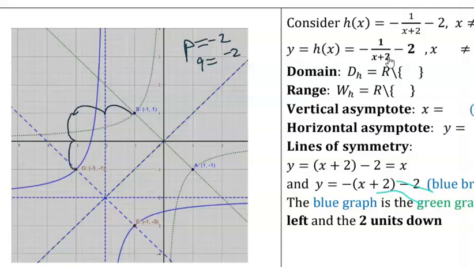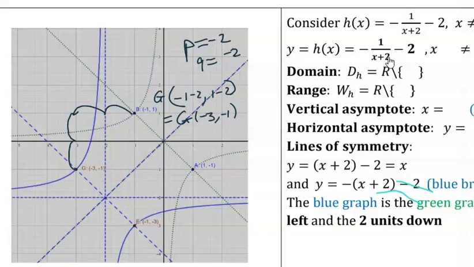To get my new vertex, in this case, minus 1, minus 2 and 1, minus 2 is my new vertex G, which is minus 3, minus 1.